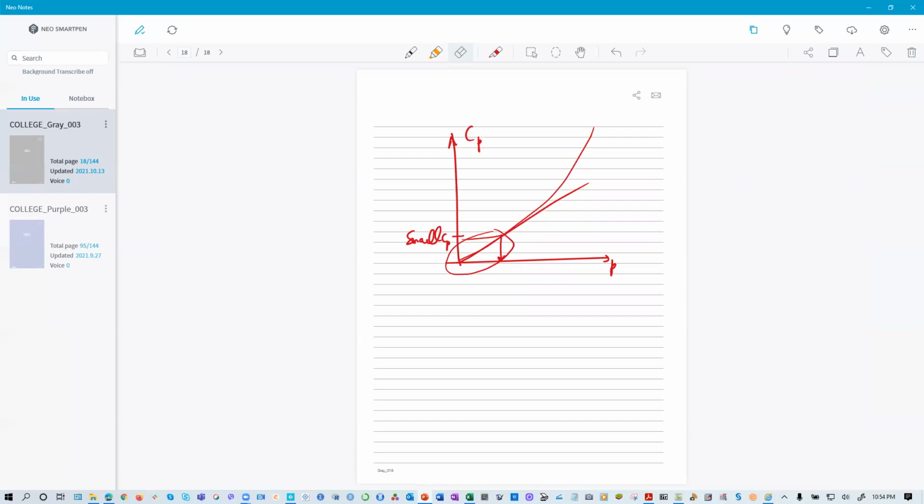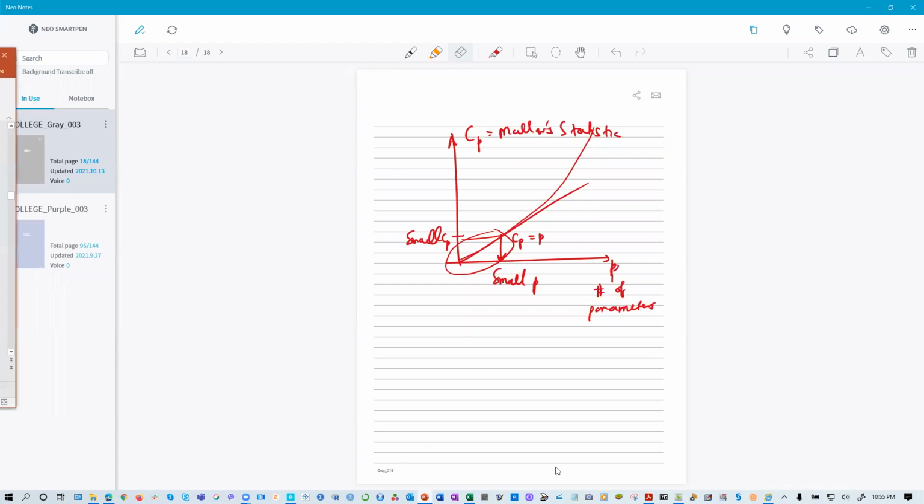This one is Mallows' CP statistic versus how many parameters are to be estimated, the number of parameters, which is what we're going to take into account. So here CP equals P. That's the one they're going to take into account. That's why they say CP.